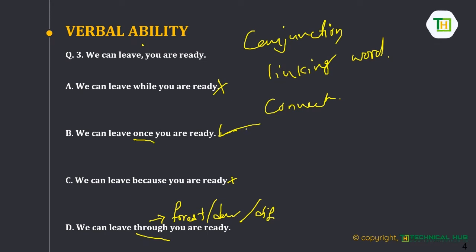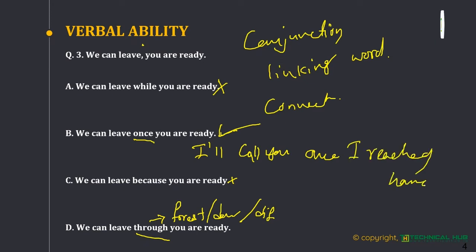That is the perfect answer, because we can leave once you are ready. And also sometimes we can say a sentence like, call me once you have reached home. Okay, I'll call you once I reached home. Okay, this is the thing, and you should know how you can use once. So this is how option B is the right option.